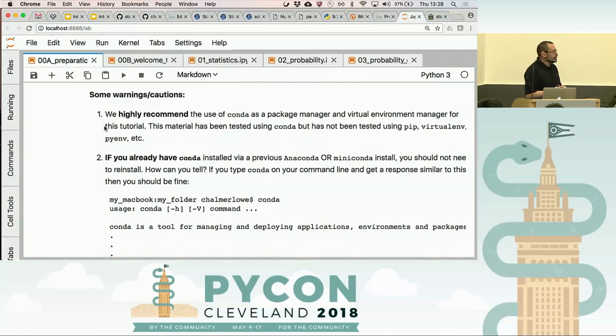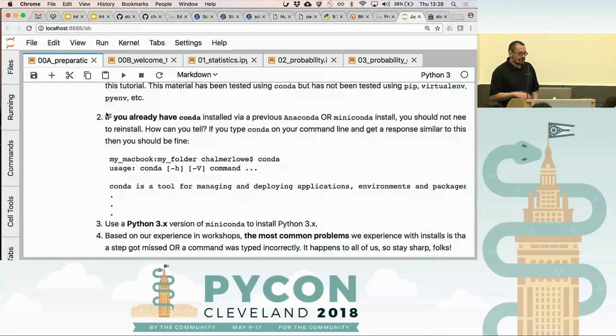For this tutorial, I highly recommend using Conda as a package manager because there are some libraries that are kind of sucked into this process that are not necessarily Python libraries, so some Python package managers may not be real good for this. Conda has a virtual environment manager to help manage your virtual environments, and we'll talk a bit about what that means. The material for this has been tested using Conda, but it has not been tested with pip, it has not been tested with virtualenv, etc.